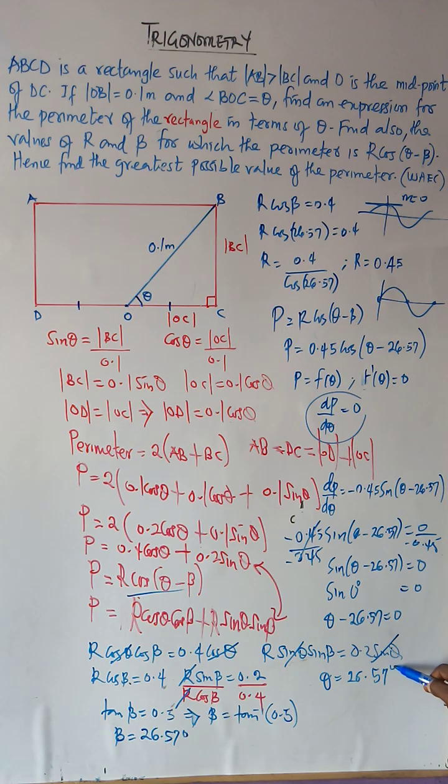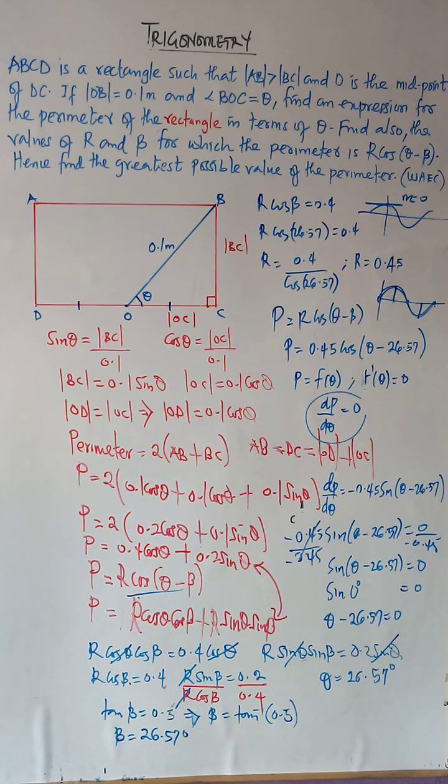26.57 degrees. But we don't know if this value is going to give us the minimum or maximum value. Because sine has its maximum value before its minimum, the smaller value gives us the maximum, and the bigger value of theta will give us the minimum. Since this is the smallest value theta can have between 0 and 360, it will give us the maximum value of the function.